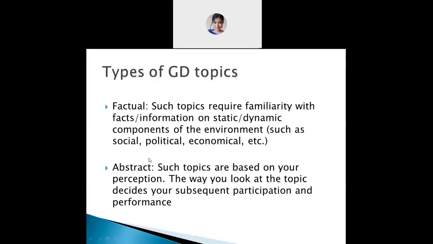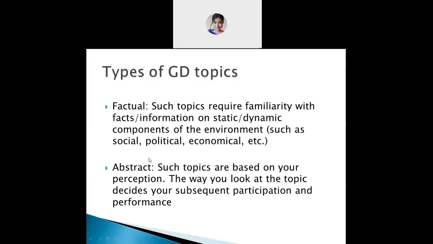Okay, next is types of GD topics. Do not misunderstand GD topics. There are different types of GD topics. The two different types of GD topics are factual group discussion topics and abstract group discussion topics. Factual group discussion topics can be further divided into two categories: factual generic and factual specific.